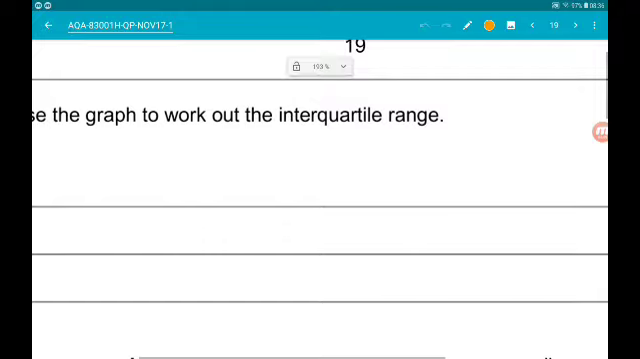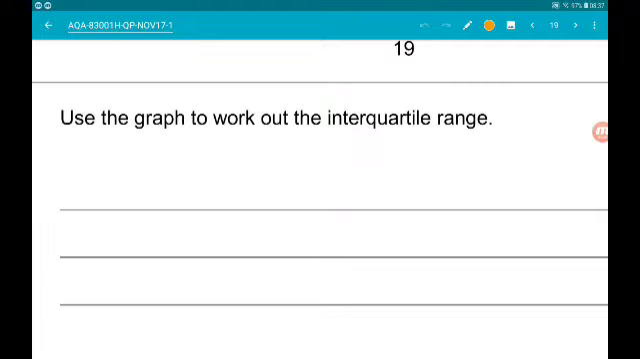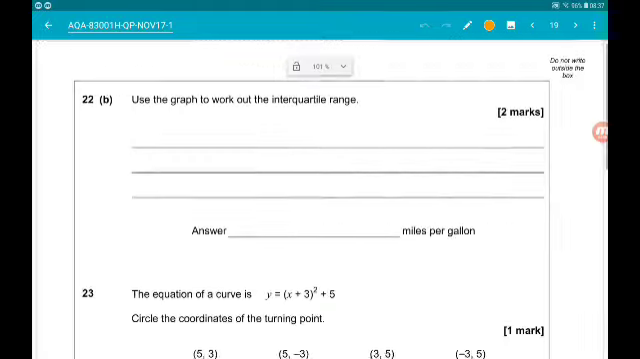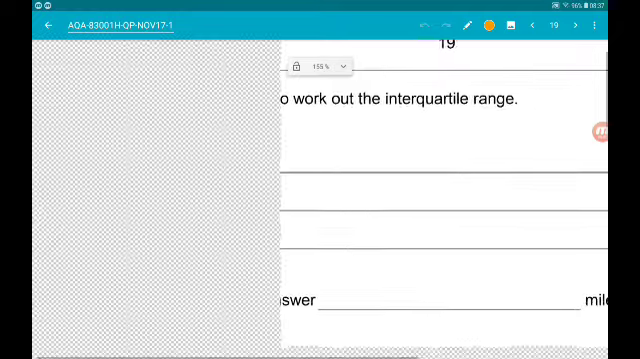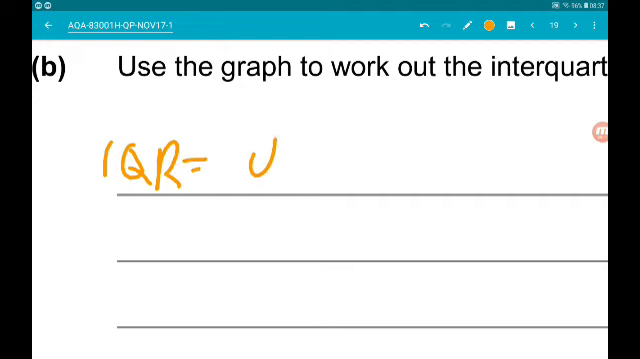Okay, then part B wants us to use the graph to work out the interquartile range. So, they need 2 marks. Again, this paper is so weird, they don't give us a lot of marks for doing anything. So the interquartile range is the upper quartile minus the lower quartile. Now the quartiles are the 25th percent value and the 75th percent value.